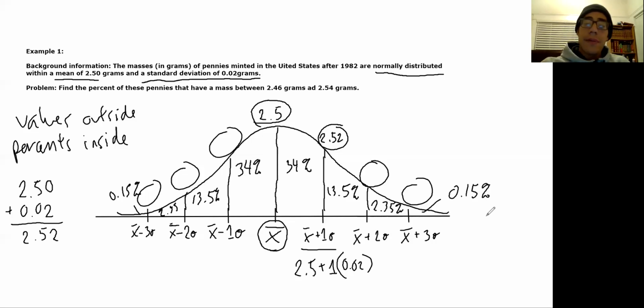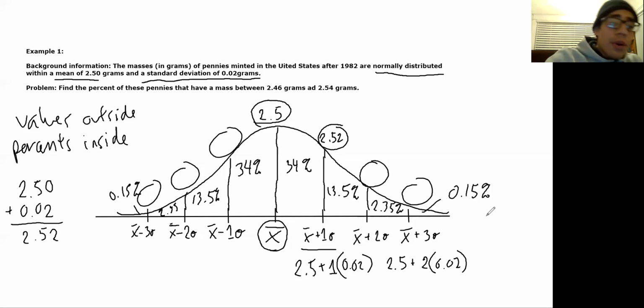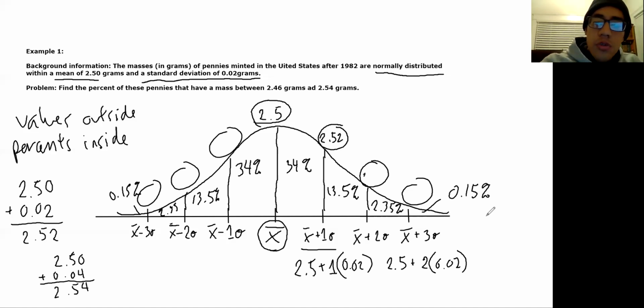The next one, right? 2.5 plus 2 times 0.02, right? Because that's my standard deviation. Okay, so that's going to be 0.02 times 2 is 0.04. So let's do that. 2.50 plus 0.04. There's a 4, there's a 5. The decimal comes down, 2. So that means it's 2.54. Okay.